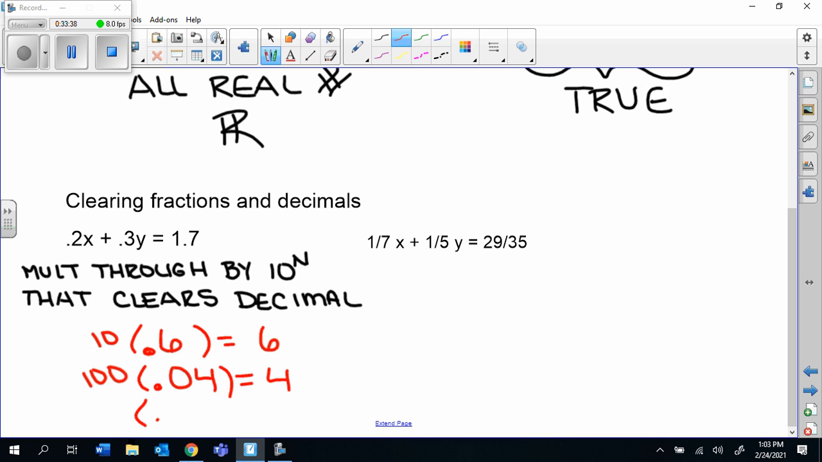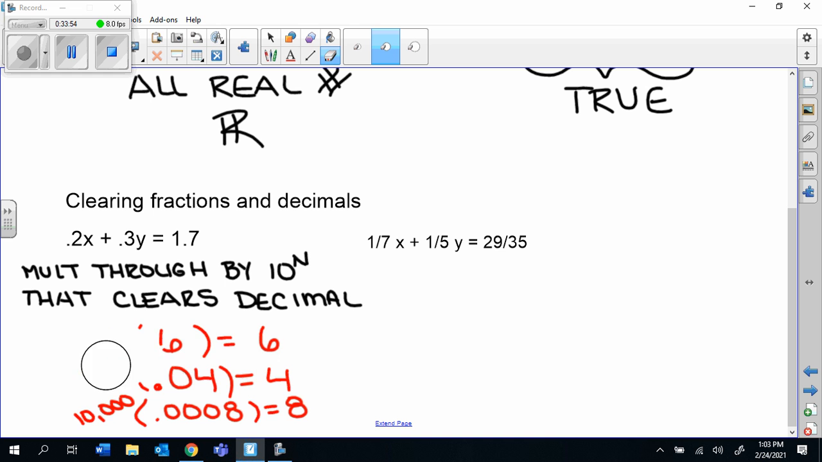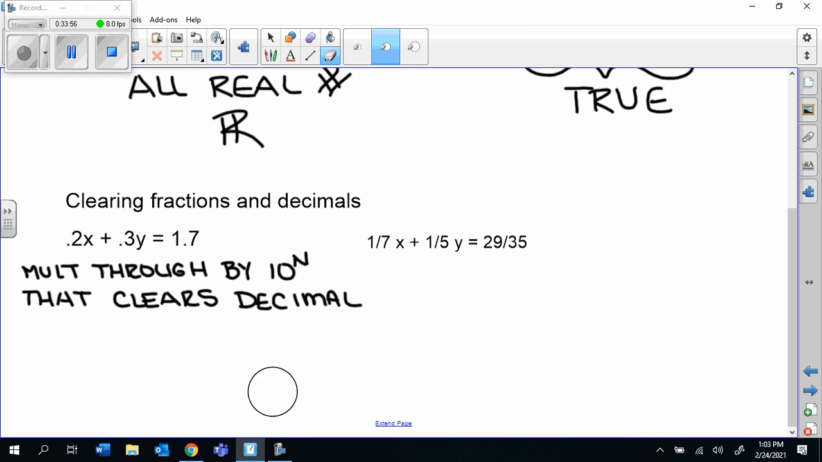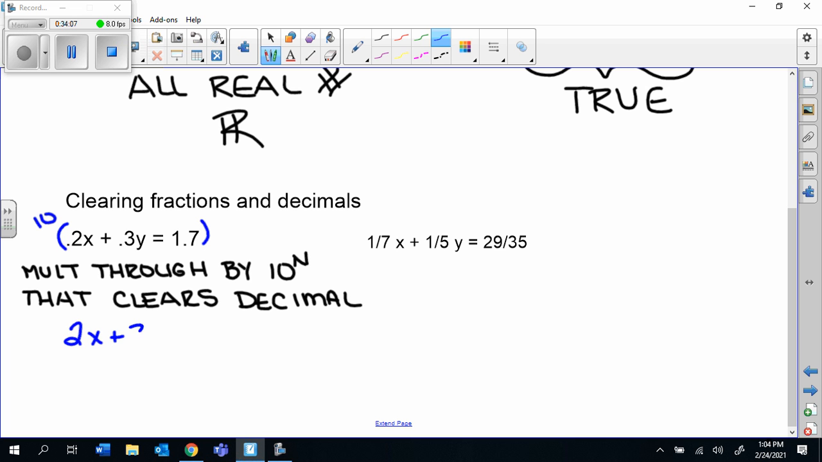If you had 0.0008, you would need to multiply by something with 4 zeros in order to get that decimal out of there. I hope that makes more sense. Okay, so let's get rid of all this. In this problem, it's just a 1-digit decimal. So we're just going to multiply everybody through by 10. So that's going to give you 2x plus 3y equals 17.